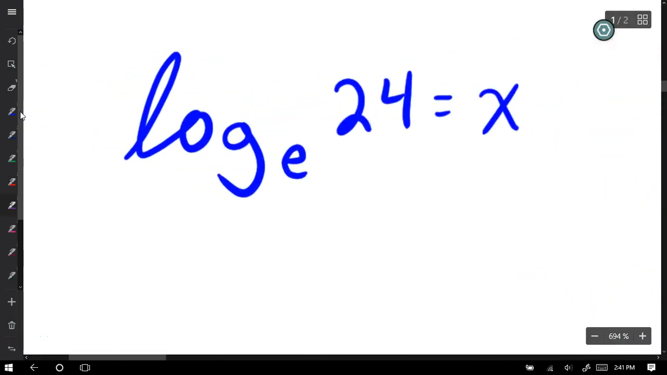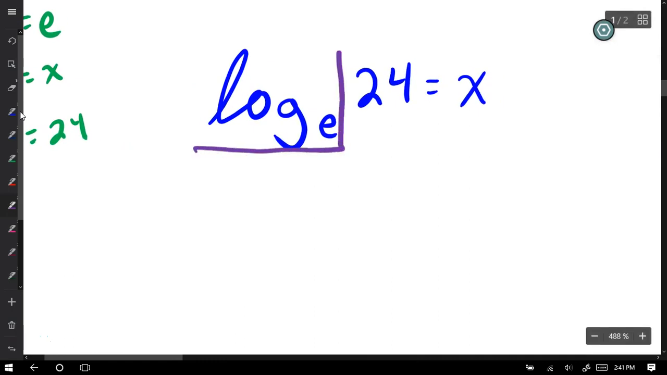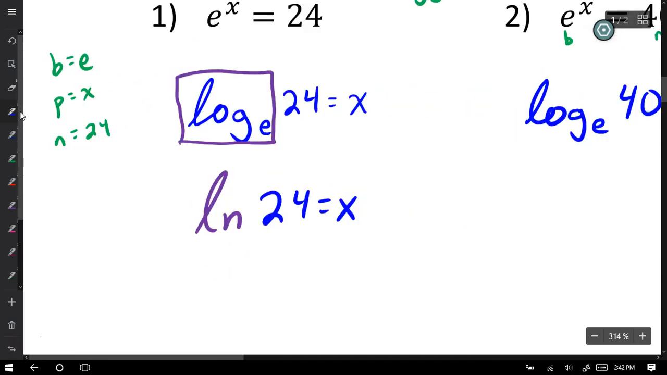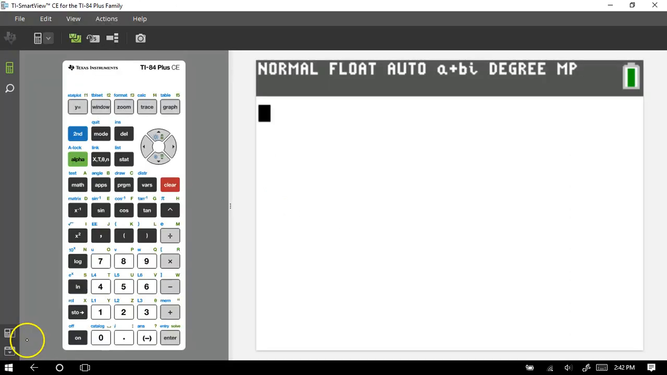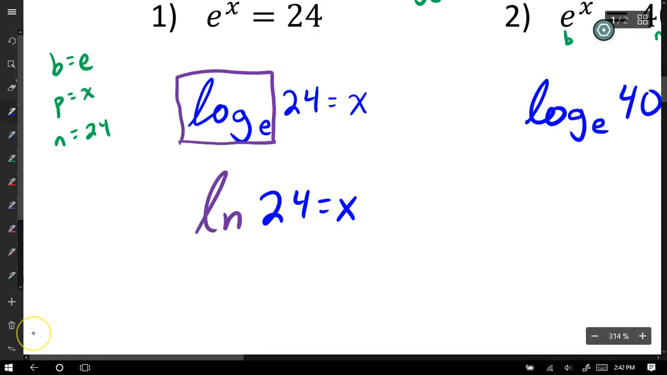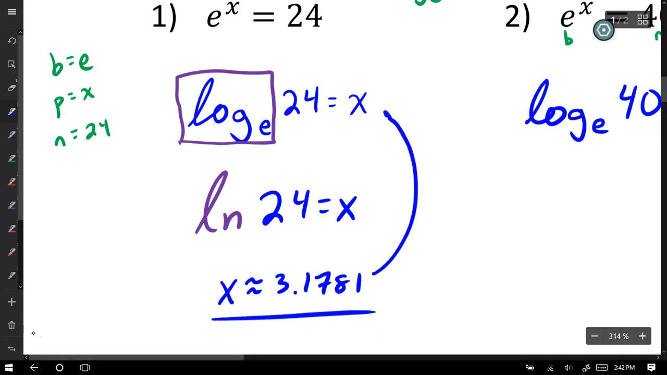It says now solve using this. So let's see what that means. I'm a mathematician and I'm lazy. So rather than writing log base E, I'm going to write ln. So ln of 24 equals x. Well, that's simple. There's an ln button on my calculator next to the number 4. ln of 24 is 3.1781. X is approximately 3.1781. We solved it. So really, we solved it up here. We just got lazy and decided to write 2 letters instead of 4.